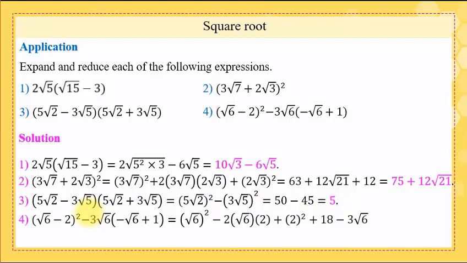The final one, we first use the remarkable identity for the first part, which is radical 6 minus 2 all square. And then for the second one, we can expand manually to find 18 minus 3 radical 6. Then we reduce and calculate to find the answer 28 minus 7 radical 6.